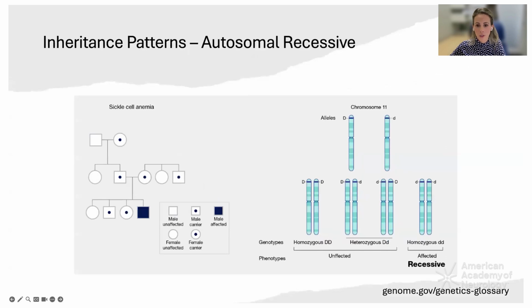Autosomal recessive conditions are caused by changes in the genes on chromosomes 1 to 22, the autosomes, in which variants on both copies of the gene are necessary to cause symptoms or features of the condition, and neither copy of the gene is working properly. And this can be caused by the same variant on both copies of the gene or 2 different variants that are pathogenic, one on each copy of the gene.